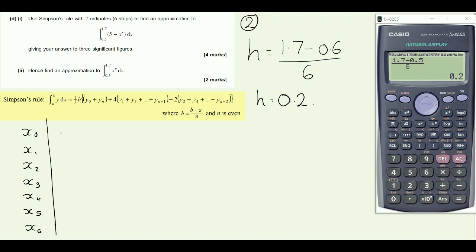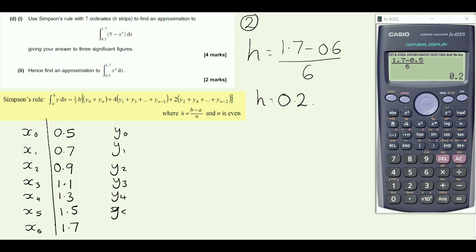So my first one is 0.5. My second one is 0.2 more, so 0.7, 0.9, 1.1, 1.3, 1.5 and 1.7. You'll notice that that does match with the upper limit, so I know that I am on the right lines here. The next thing I need to do is find my y values. I will show you the first one and then I'll populate them off screen, so you don't need to worry about watching me typing numbers into a calculator.